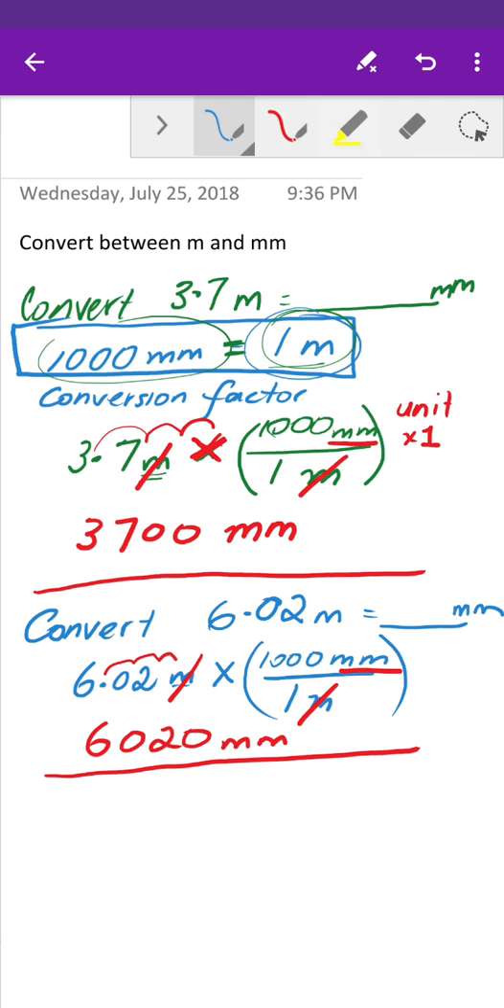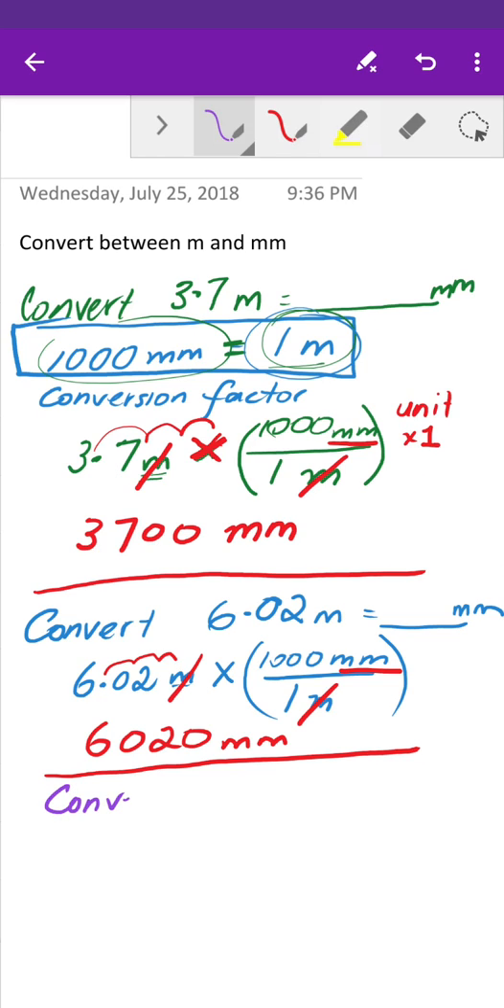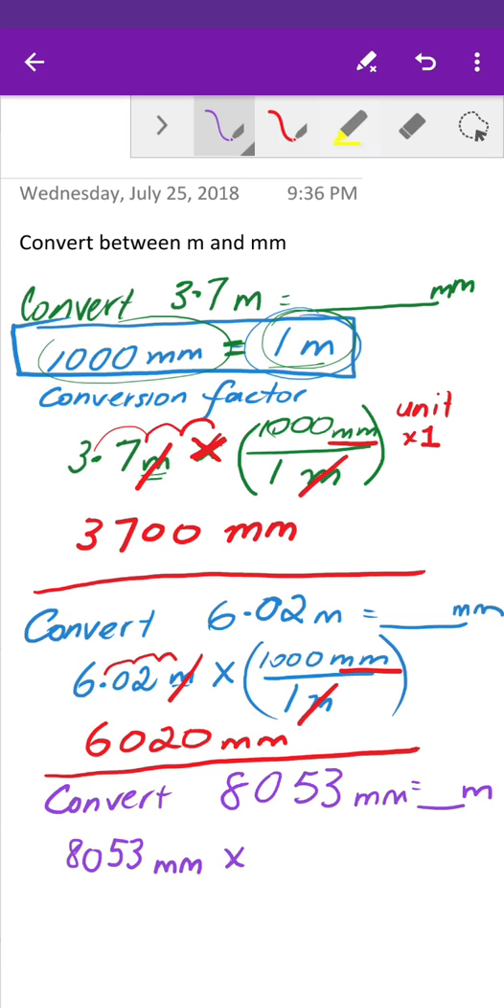Now let's do one more, and that's all we have space for. This time I'm going to convert, say, 8,053 millimeters into meters. Well, we write the 8,053, write what number we've got to start with. We get a fraction ready. We put one number underneath and one number on top. And because I've got millimeters here, I want to put the 1,000 millimeters underneath and the other number, which is 1 meter, on top.